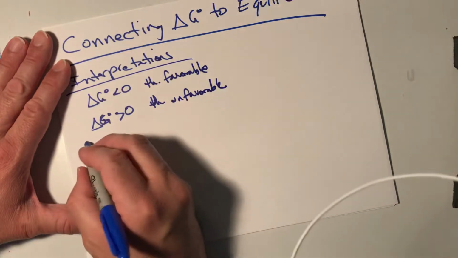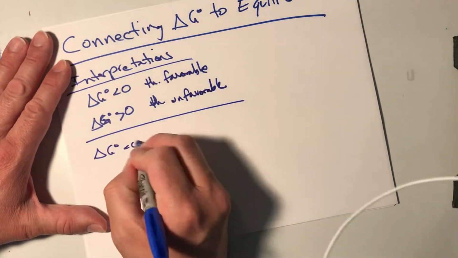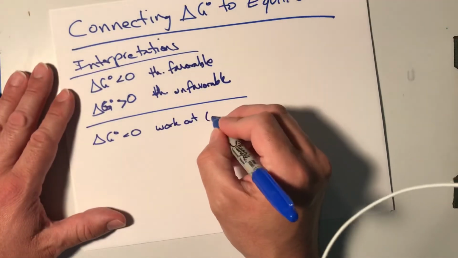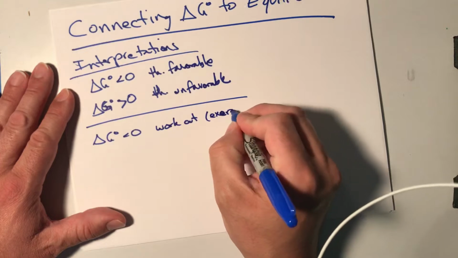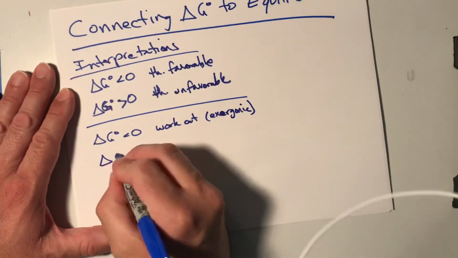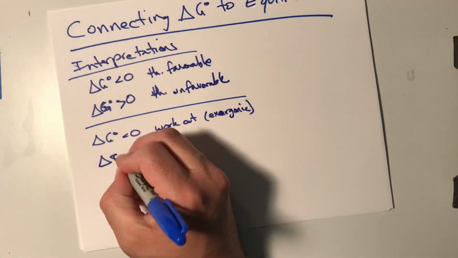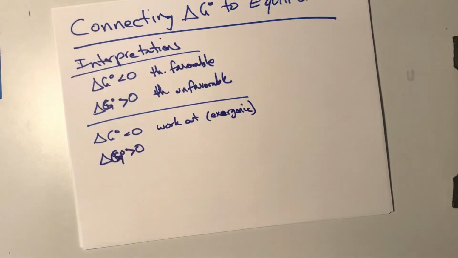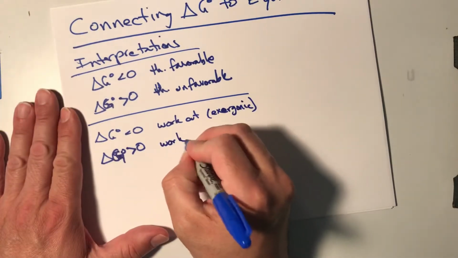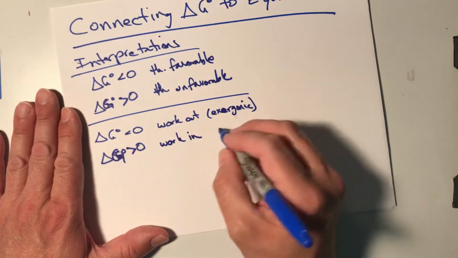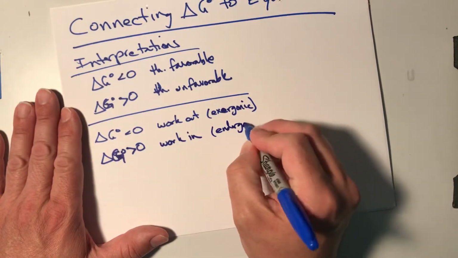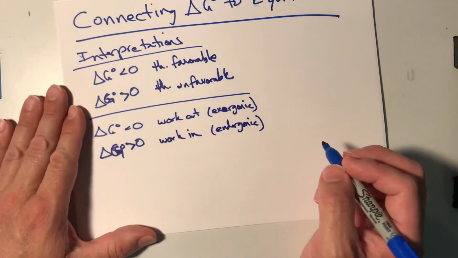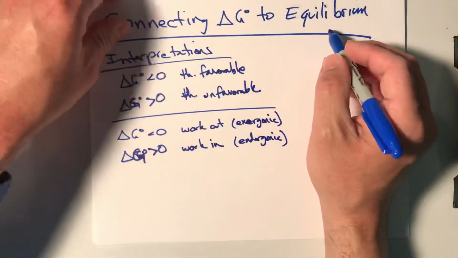We have also looked at it in terms of work. We think of a negative delta G as work coming out of the system, being done on the surroundings, so we have labeled that exergonic. And we've also thought about delta G greater than 0 as work having to come into the system to make it happen, and we've labeled that endergonic. Now we're going to look at a third interpretation of the delta G naught value and connect it back to equilibrium. So how are we going to do that?